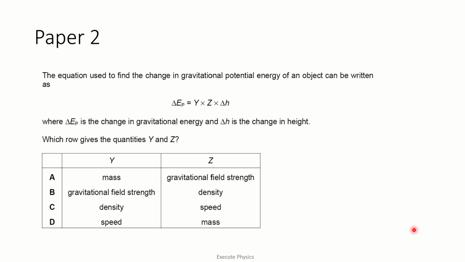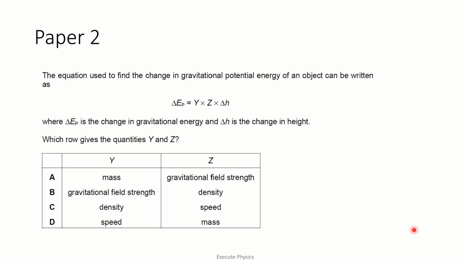First question is from multiple choice paper 2. The equation used to find the change in gravitational potential energy of an object can be written as shown here. The change delta EP is equal to y times z times delta h, where delta EP is the change in the gravitational energy and delta h is the change in height. Which row gives the quantities y and z?